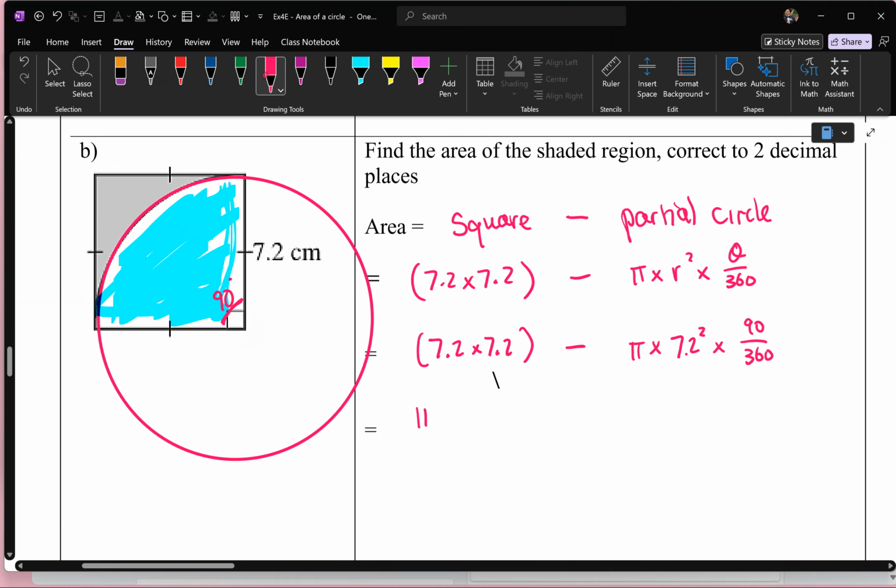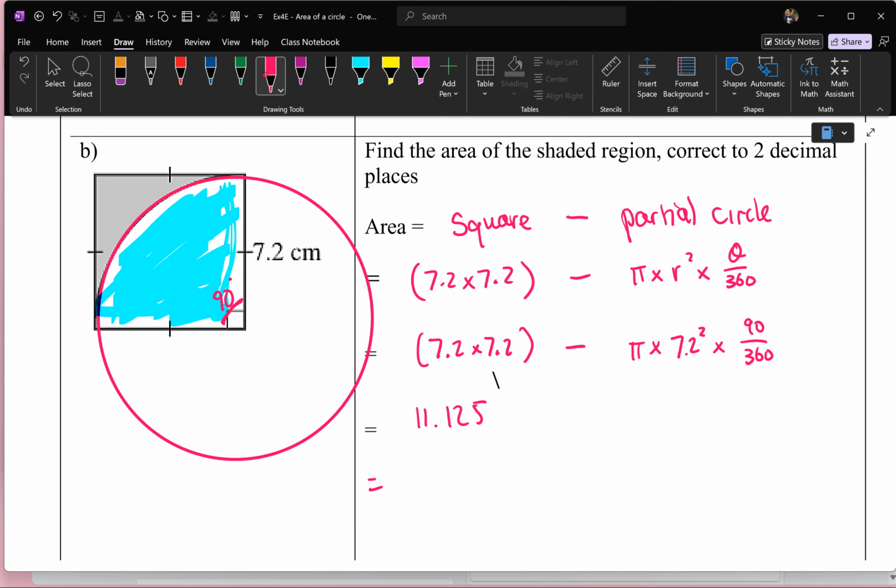Here we go, 11.125. Am I done? What am I missing? What am I missing? Squared centimeters, but also what else? Rounded. What's the correct answer then? It's rounded to 2 decimal places. The answer should be, Thanuk. Very good. 2 decimal places.